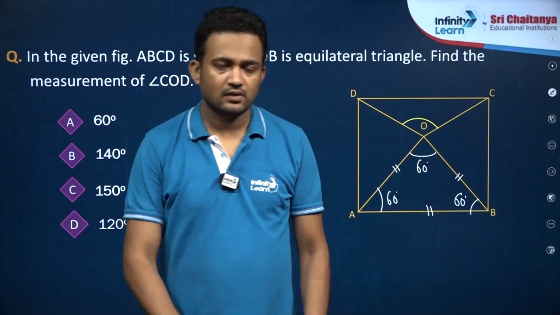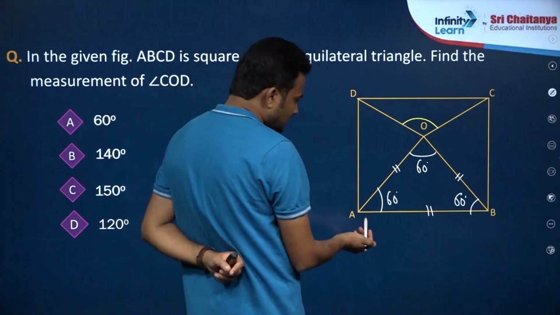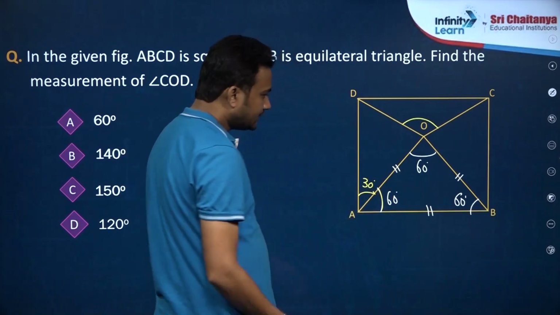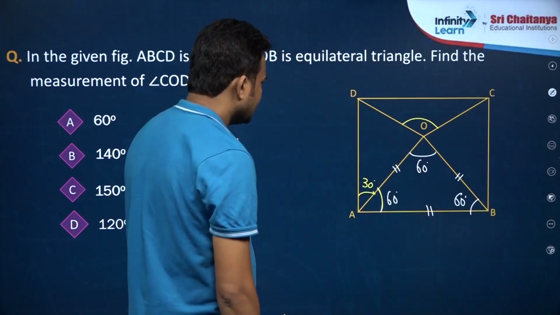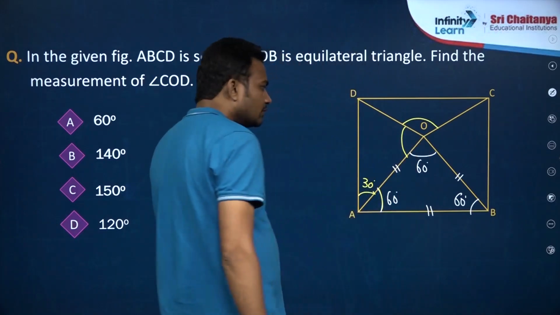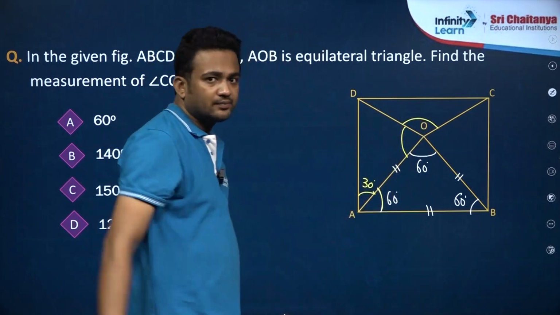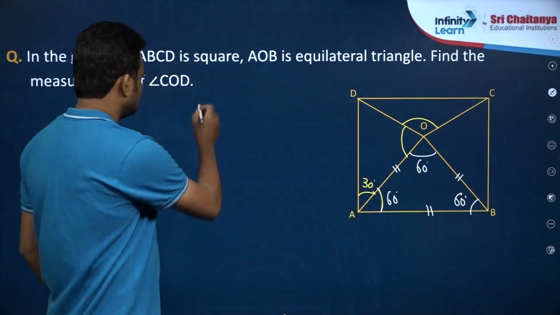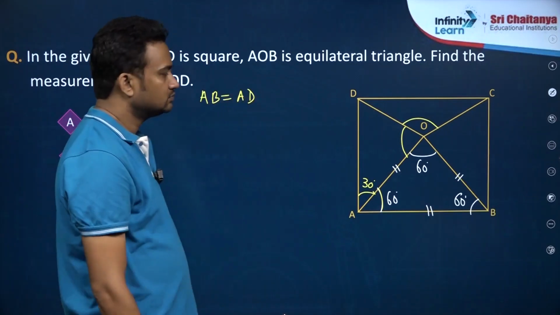Do try, guys, and write your answers in the comment section. Yes, got the answer? Yeah, great. So I will do this. See, what is the measurement of angle A? Your answer will be 90. If this is 60, then this part will be 30. Right? Okay, how will we find this angle? See, what is given, guys? ABCD is a square. If ABCD is a square, then the measurements of AB and AD will be equal, because in a square all sides are equal.